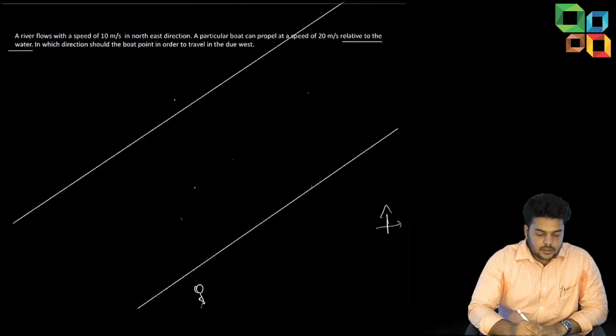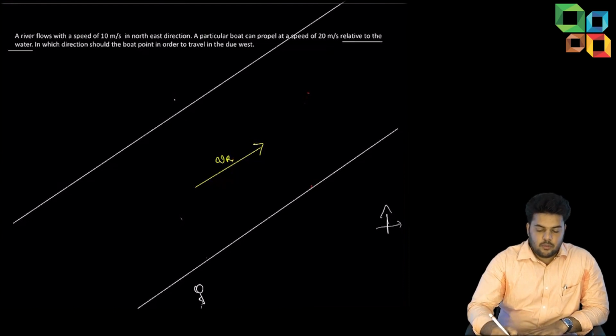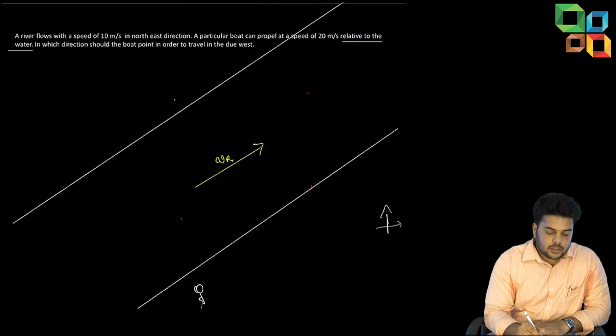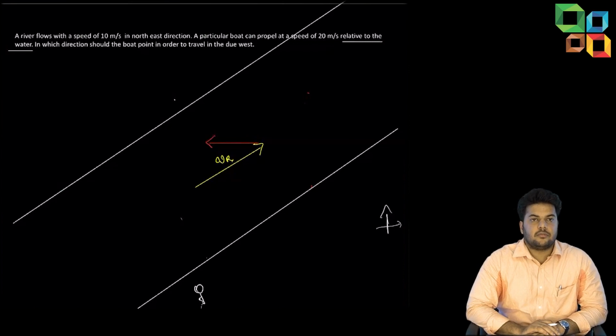So the river is flowing this way. This is the speed of the river. Let me write it as VR, the speed of the river in the northeast direction. Now the boat has to move. The boat has to move in the west direction only, isn't it?